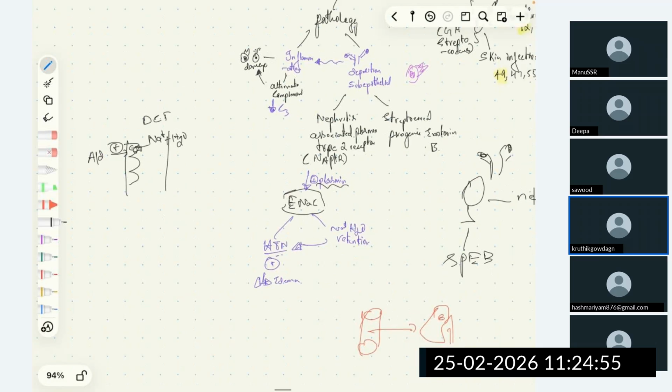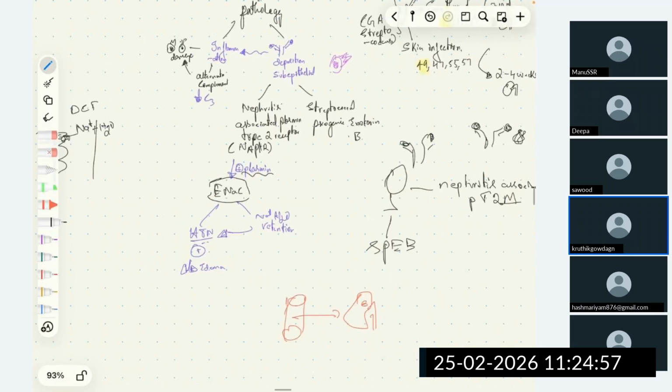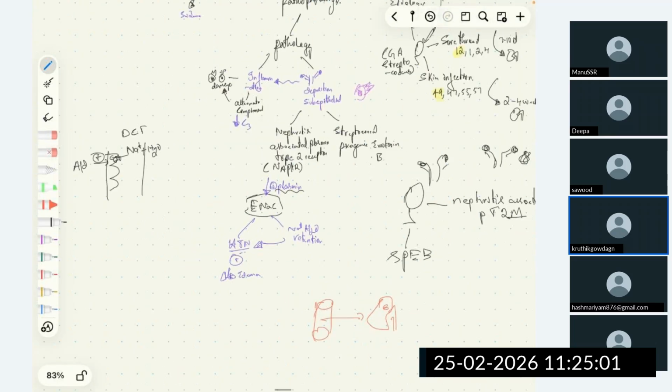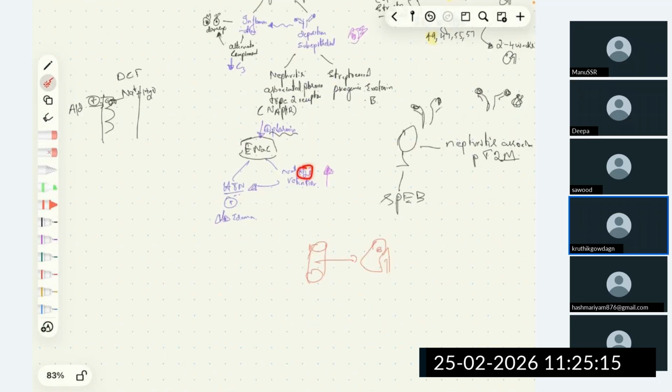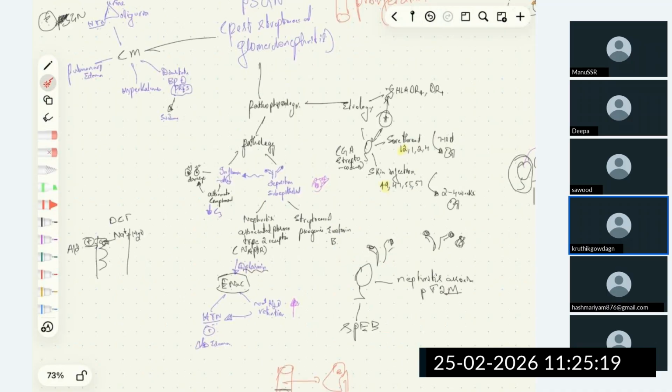So when these ENaC channels are activated, it causes increased sodium and water retention inside the body. We know that increased sodium and water retention inside the body will cause hypertension, and also due to water retention we can also see pulmonary edema. This is the pathology behind development of hypertension.